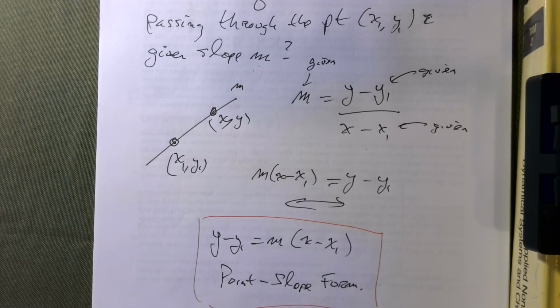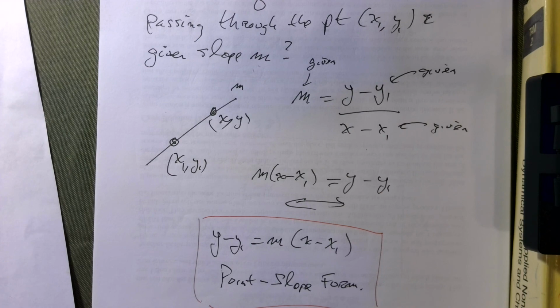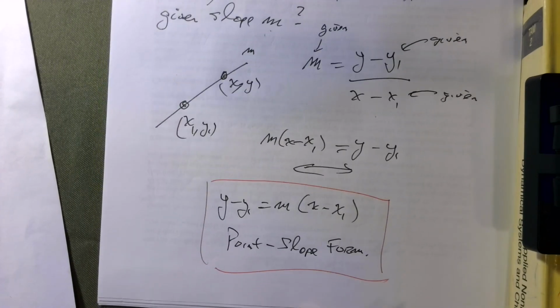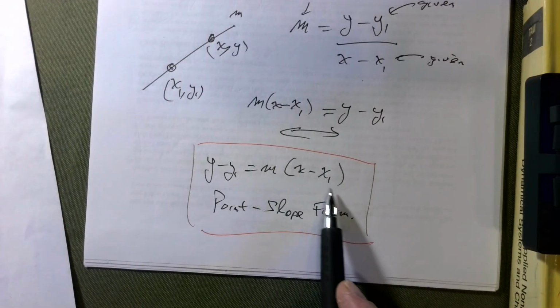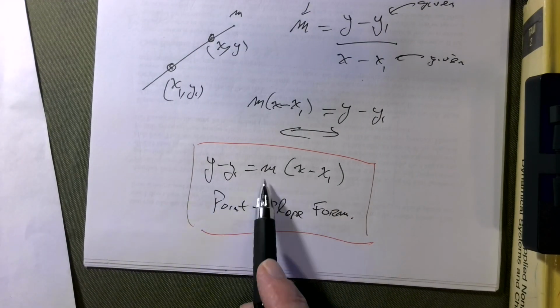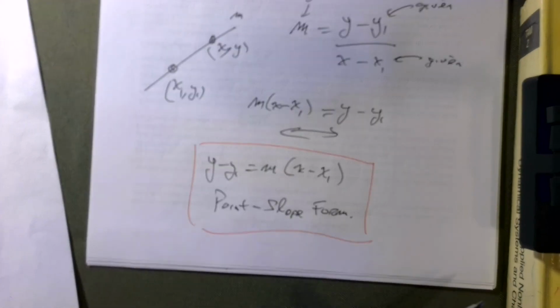And this is called the point-slope form that you've seen in high school. And the reason why we call it that is you're given the coordinates of the point, and you're given the slope. That's why we call it the point-slope form.